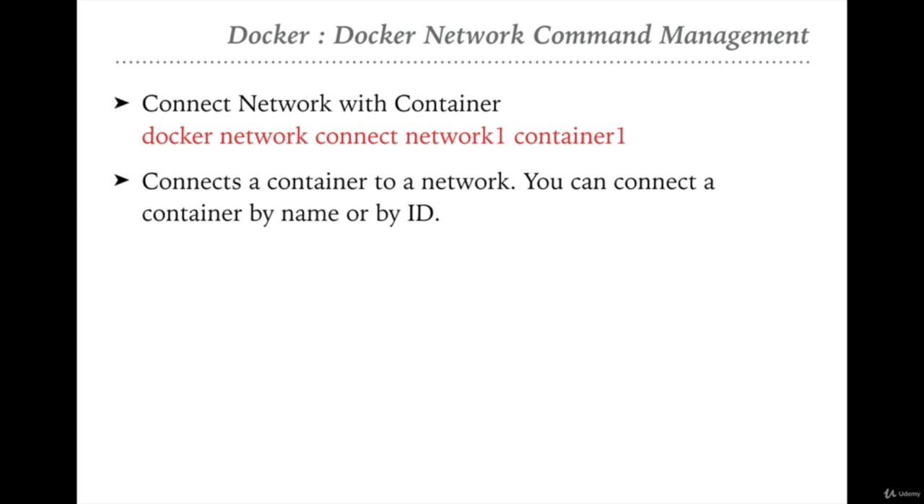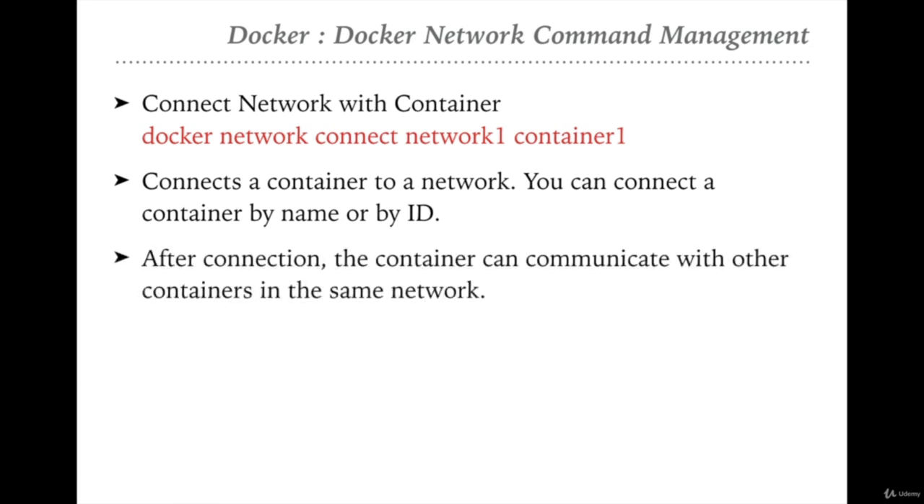So we can connect any container by name or by ID with a particular network. After connection, the container can communicate with other containers in the same network. So we have already discussed it. Two containers or n containers which belong to the same network can communicate with each other without any port, right? So we have already discussed these concepts in networking, right?